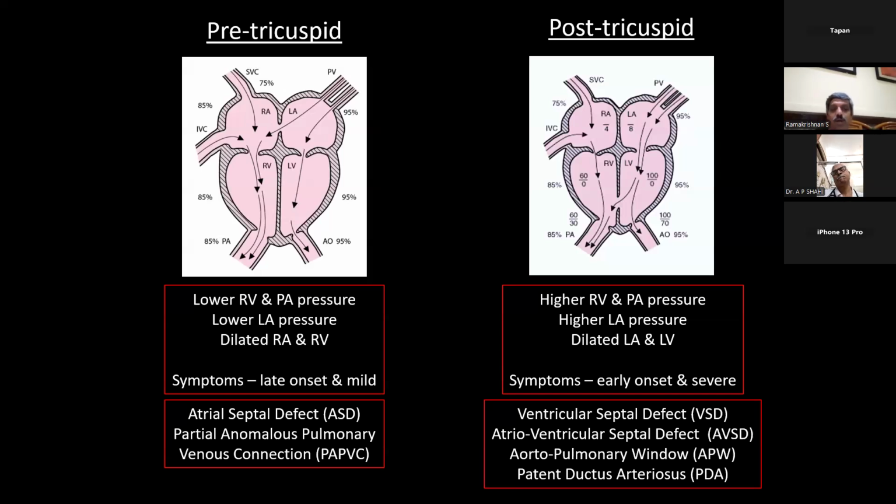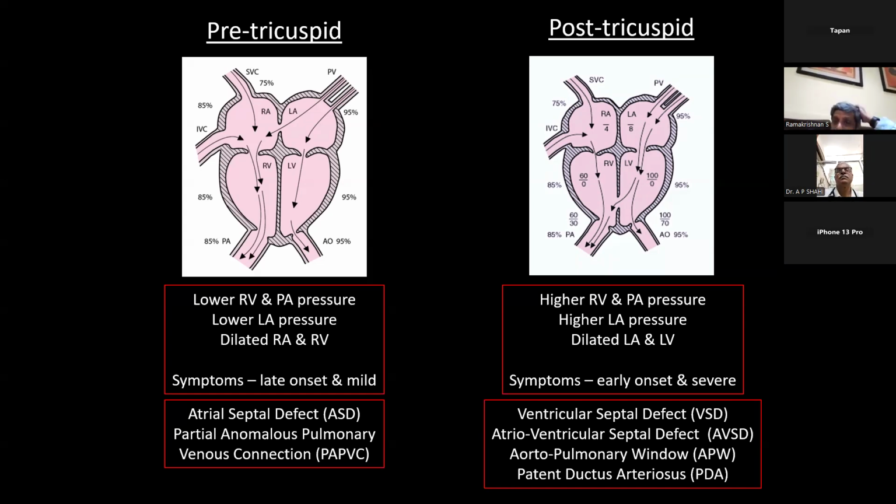So in general, a pre-tricuspid shunt is something that happens before the tricuspid valve. The common garden varieties will be atrial septal defect and partial anomalous pulmonary venous connection, the PAPVCs. There, what is going to happen is lower RV and PA pressures and lower LA pressure. That leads to dilated RA and RV. Symptoms are generally late onset and generally mild in nature.